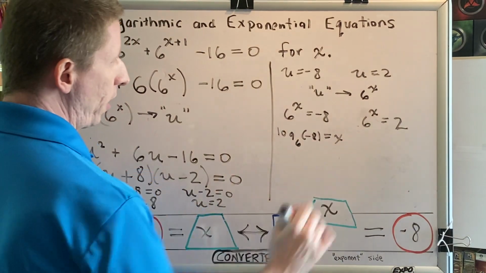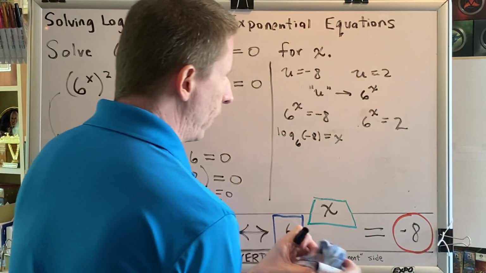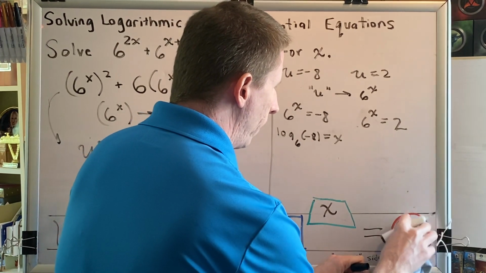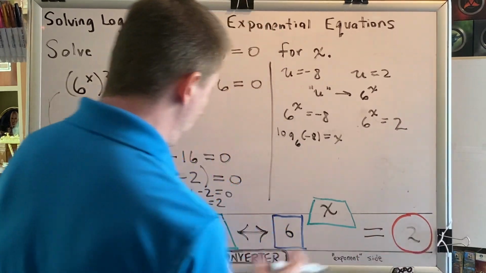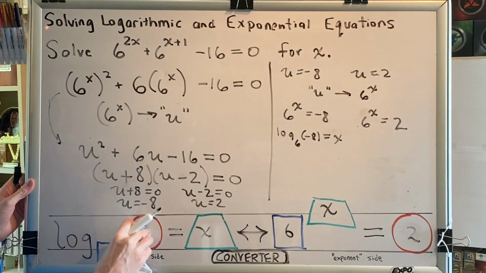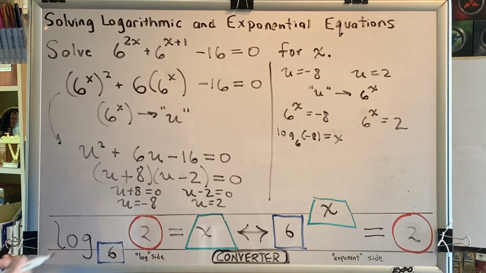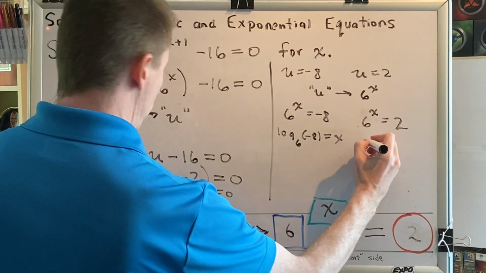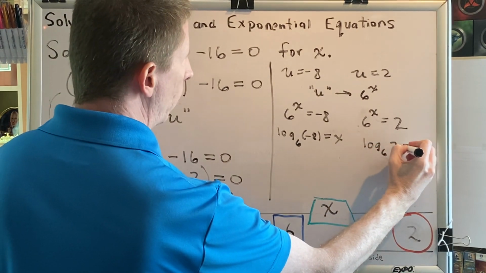We can do the same thing with the other equation. 6 to the x equals 2, so this -8 gets changed to a 2. Similarly, that means this -8 in the circle has to be changed to a 2. And we get the solution. Log base 6 of 2 equals x.